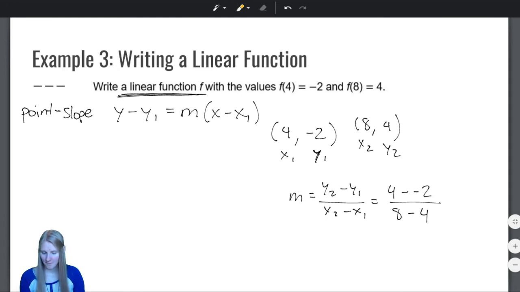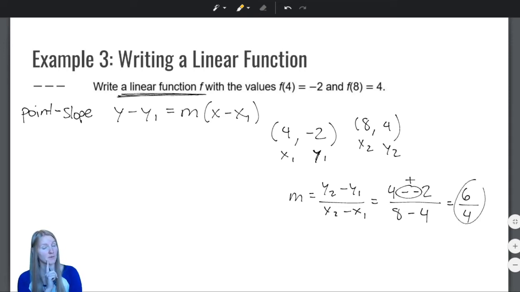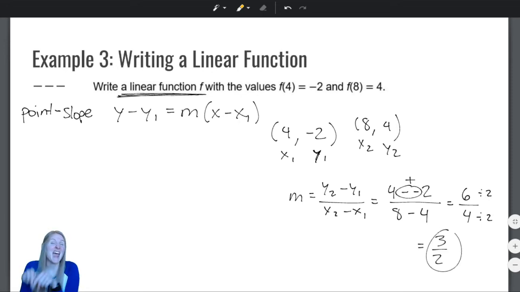So 4 minus -2, minus a negative comes together, becomes positive. So 4 plus 2 is 6, and 8 minus 4 is 4. Is that it? Do I leave it like that, or can I reduce it? If I divide the top and the bottom by 2, you'll see that I get 3/2. And that is as reduced as possible.